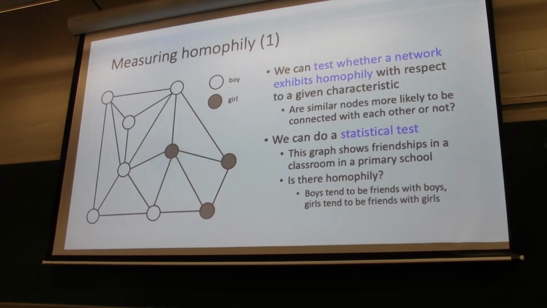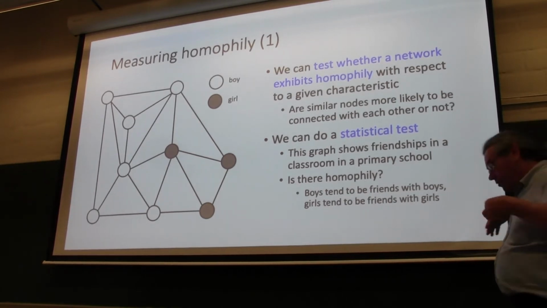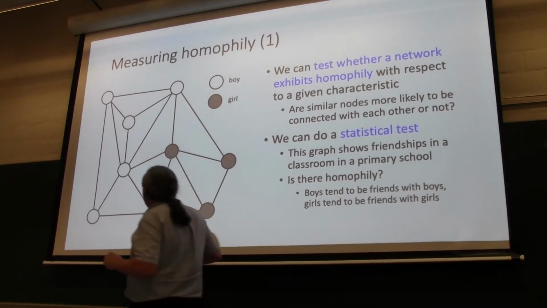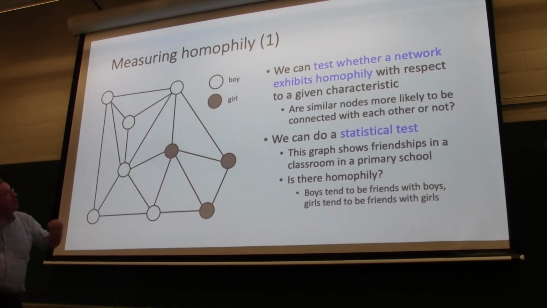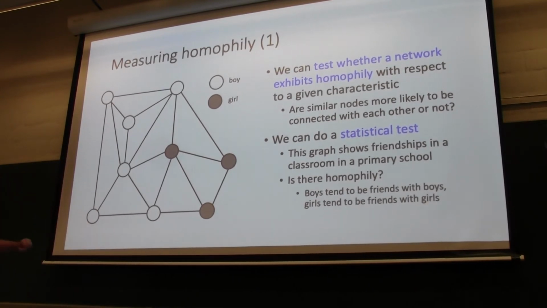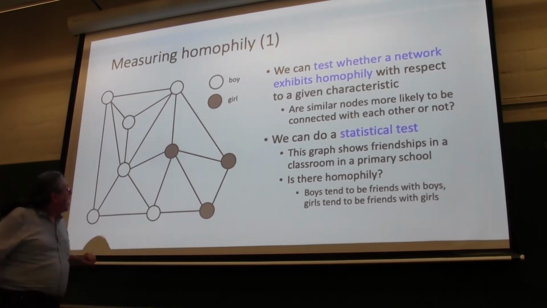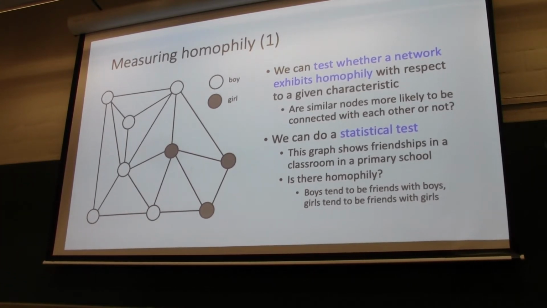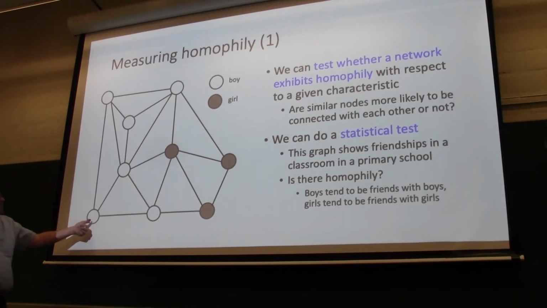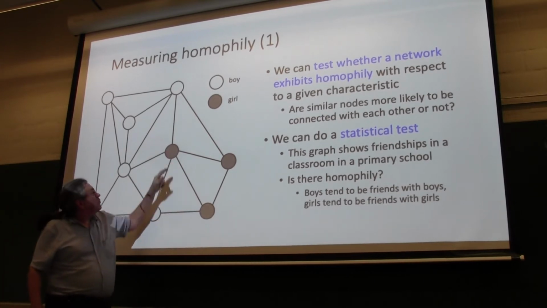Here's another one. This is a much more humble one. This is a primary school, like 1st grade or 2nd grade. And these are the children in the class. So you have boys and girls in the class. The boys are these white nodes, and the darker colored ones are girls. And if the children are friends, there's a link. So now we can check. Boys can be friends with boys, and boys are friends with girls. Girls can be friends with girls or boys.